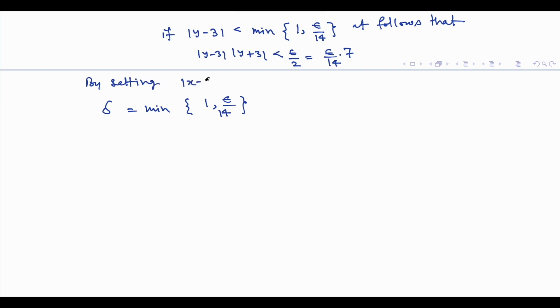|x minus 2| is less than epsilon by 2 we have to set, and |y minus 3| is less than minimum of 1 comma epsilon by 14, right? Then we get now our delta, which is equal to minimum of 1 comma epsilon by 14.